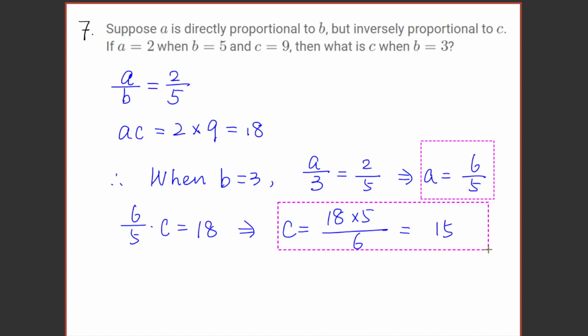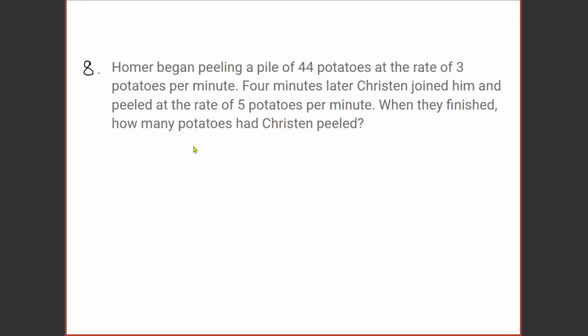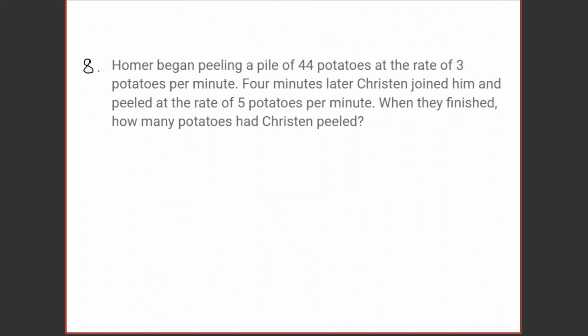Any questions? Alright, if no questions, let's have a look at question number 8. Again, this is a typical work rate problem.